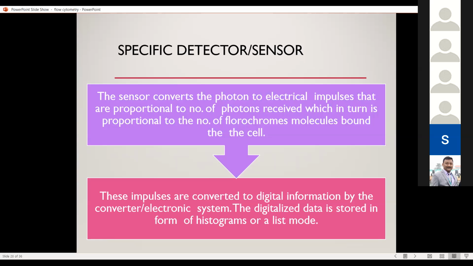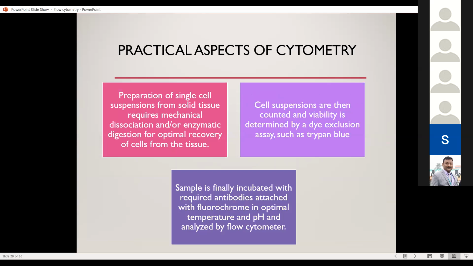We just receive a histogram so that we can read it and analyze how many cells there are with different kinds of fluorochromes, or different populations or subpopulations. So, the practical aspects of cytometry: in which kind of applications can we use flow cytometry? First I will tell you about the practical aspects of cytometry.